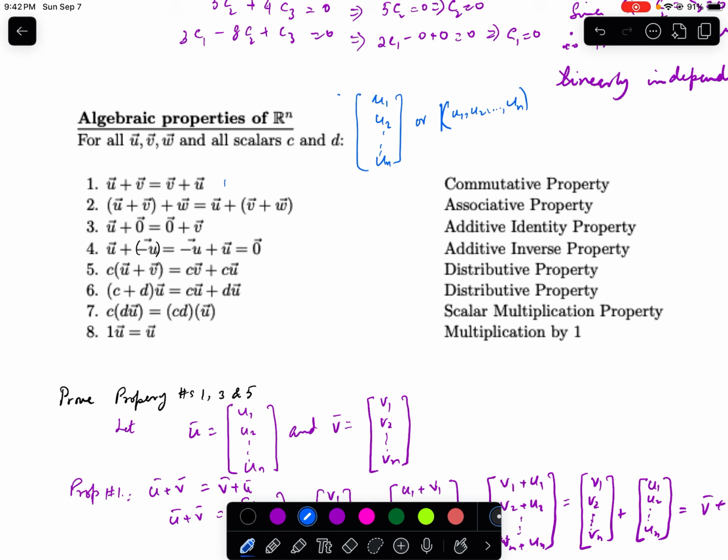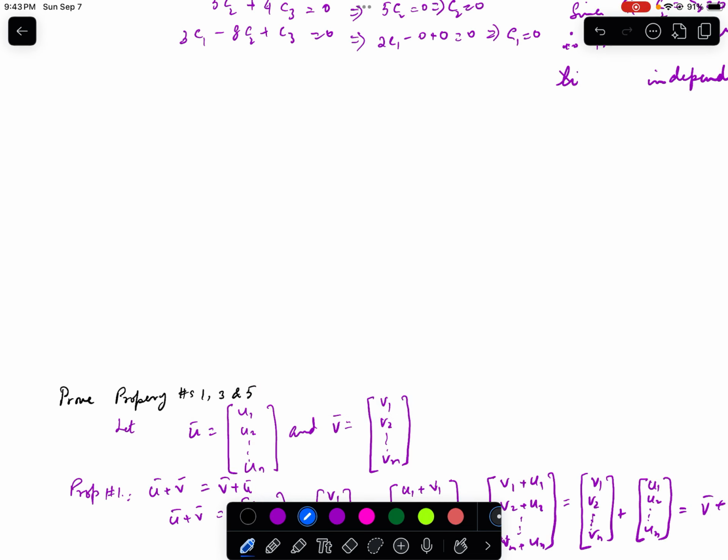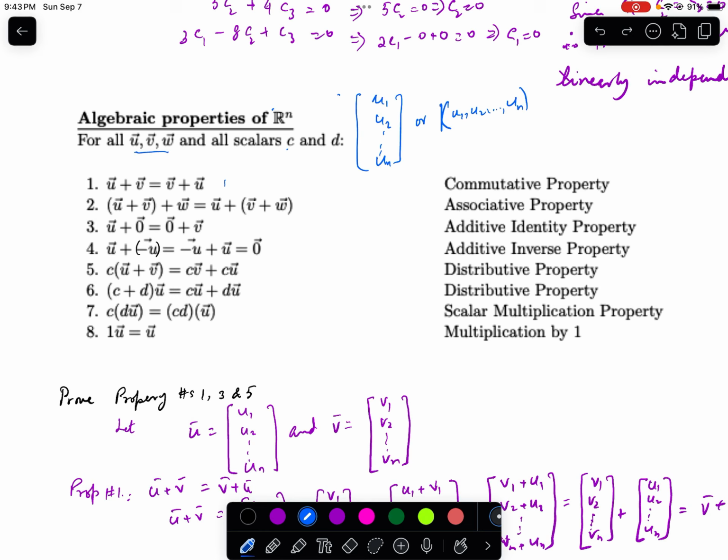So the first property is what we call the commutative property. By the way, this is for all u, v, w and all scalars c and d. So u, v, w are coming from Rn, and c and d are scalars, meaning they are real numbers. So u plus v is equal to v plus u. This is called the commutative property. We can switch whether we add u to v or we add v to u. This may not be true with everything, but with real numbers we know it is true.